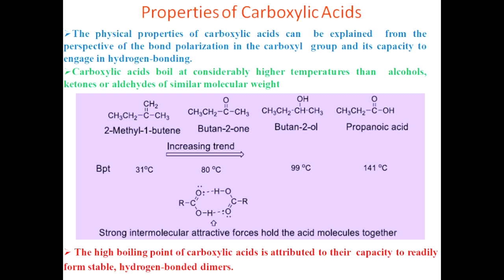They are stable compounds, and carboxylic acids boil at higher temperature due to the presence of the carboxylic acid group. Now, the carboxylic acid OH hydrogen will bind with another molecule of carboxylic acid, that is hydrogen bonding. This hydrogen bonding, an intermolecular attractive force, makes the molecule more stable, so it has a higher boiling point. The high boiling points of carboxylic acids are attributed to their capacity to readily form stable hydrogen bonded dimers.